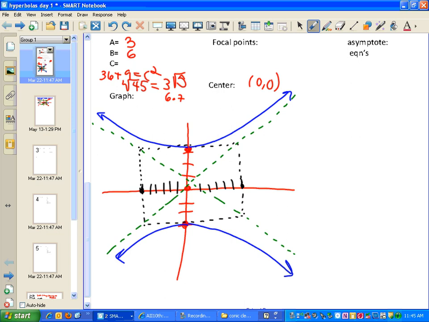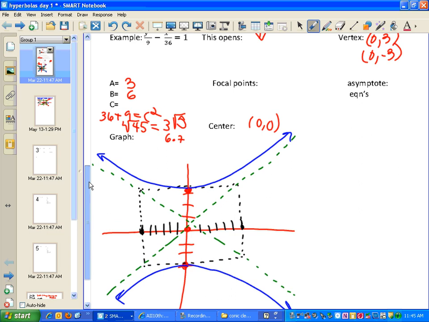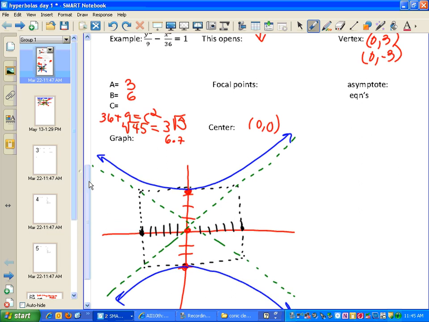All right, now I'm missing two things. I'm missing my focal points. Are my focal points going to be left, right, or up, down? Up, down. And are they going to be in between these vertices or outside? Outside. Okay, how many units am I going to go up and down? 3 root 5. So it's going to be (0, 3 root 5) and (0, negative 3 root 5).